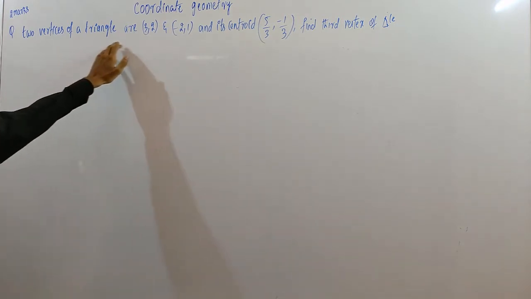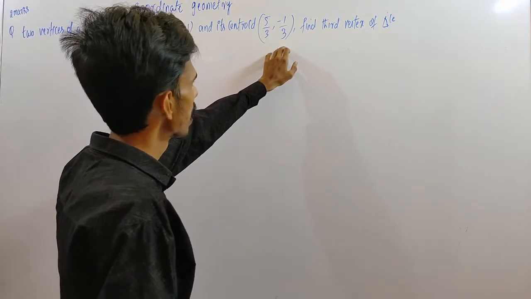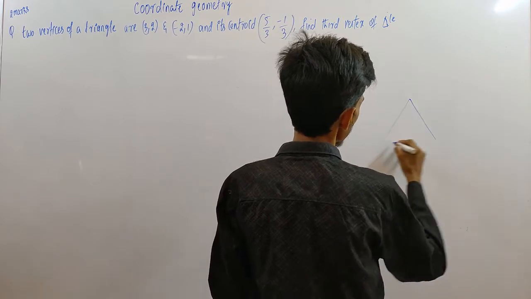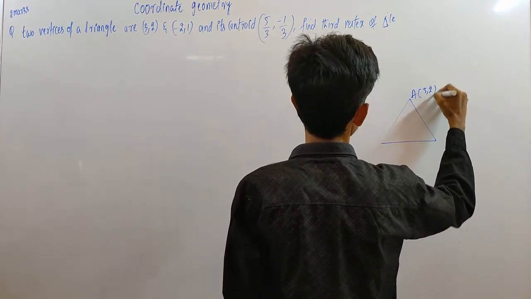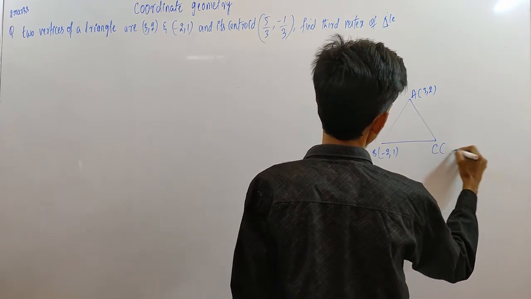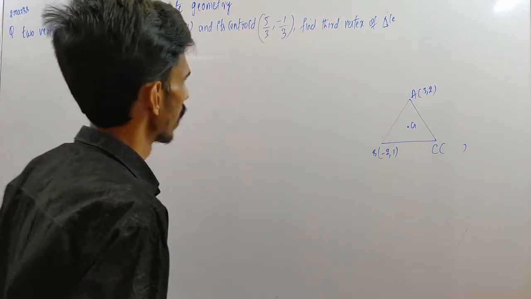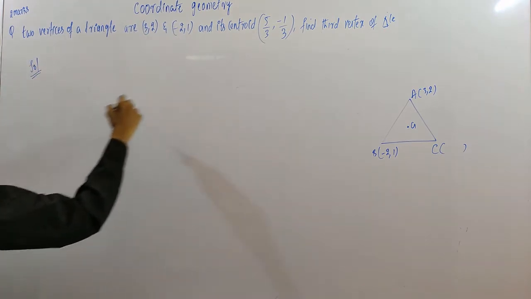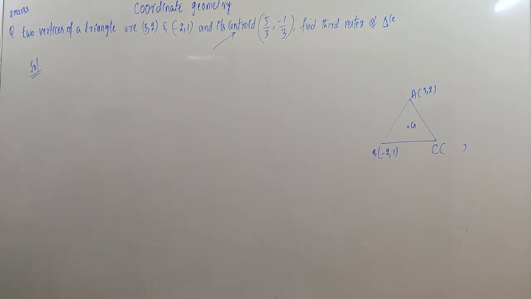Two vertices of a triangle are 3, 2 and minus 2, 1, and its centroid is 5 by 3, minus 1 by 2. Find the third vertex. It is given that we have a triangle. A is equal to 3, 2. B we have minus 2, 1. C we don't know. And its centroid G is given.